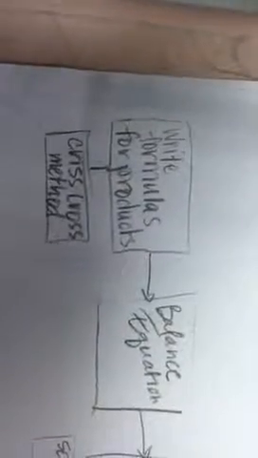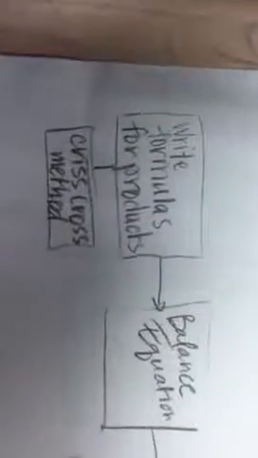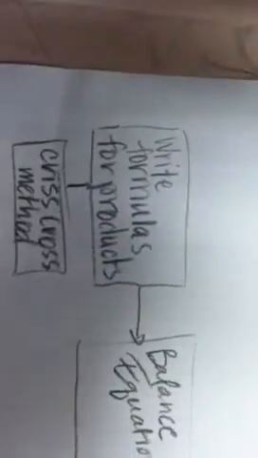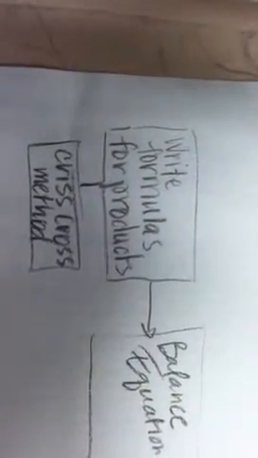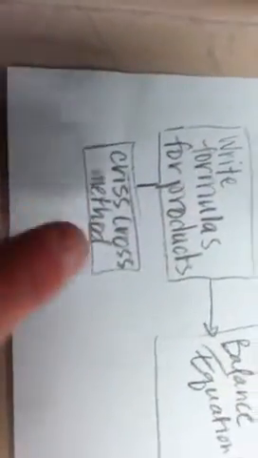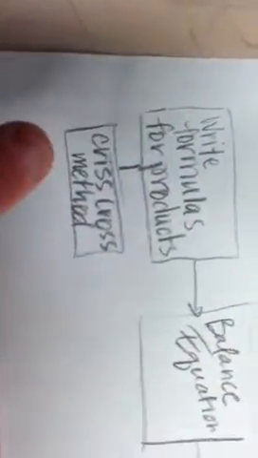Okay, I'm just going to quickly show you an example of how you can do your flow map. For example, you might start by saying that you are going to write the formulas for your products using the crisscross method. And if you wanted to, under here, you could actually show the work for your reactants. Then you should balance the equation.